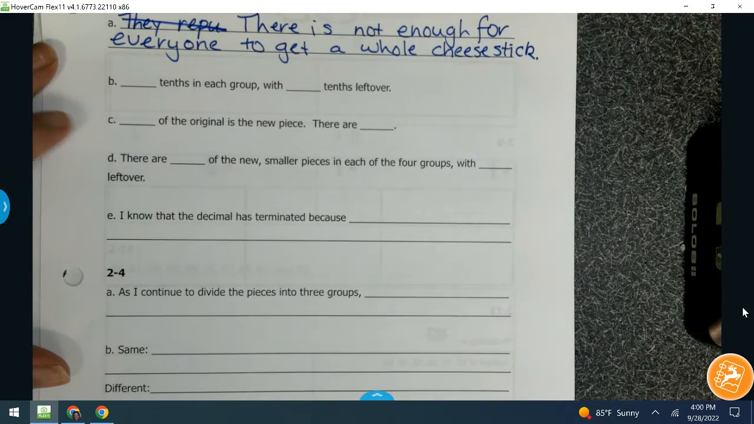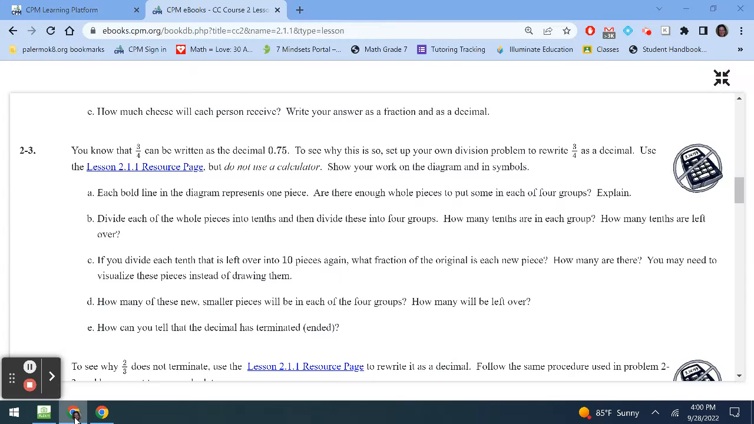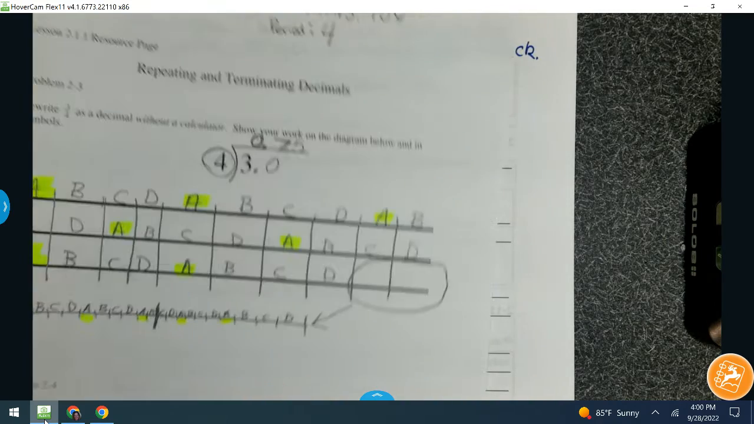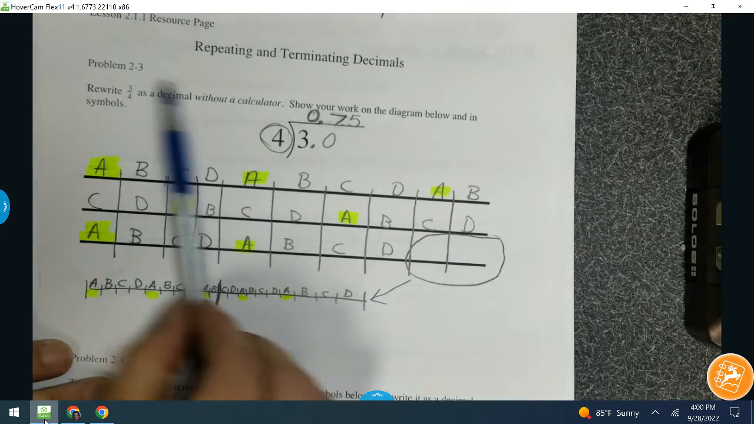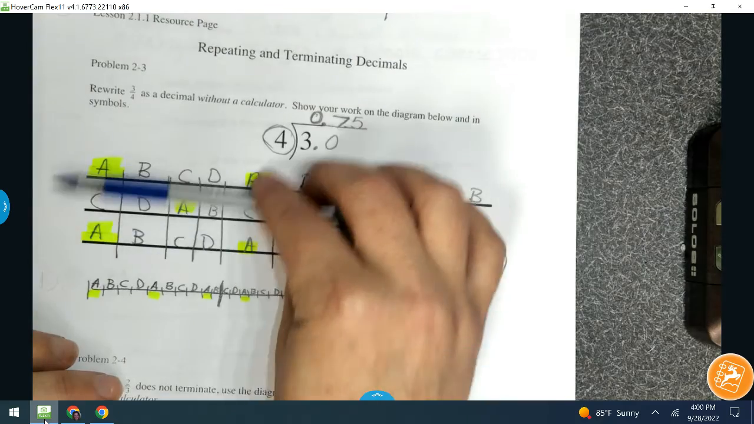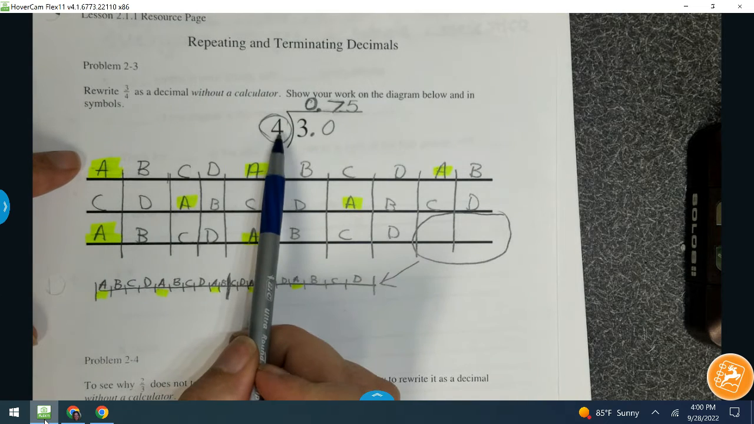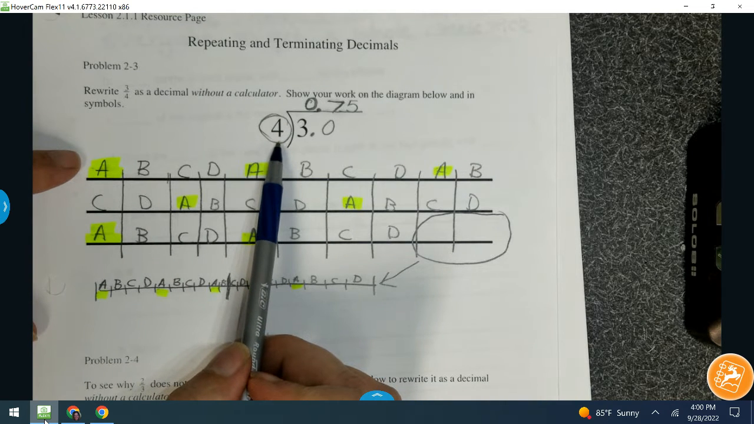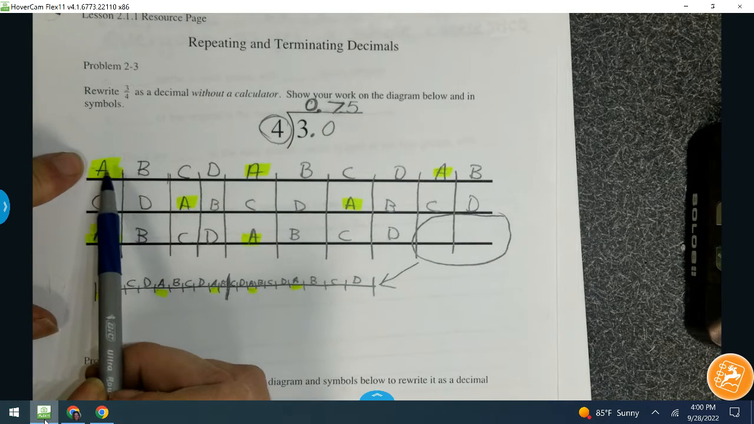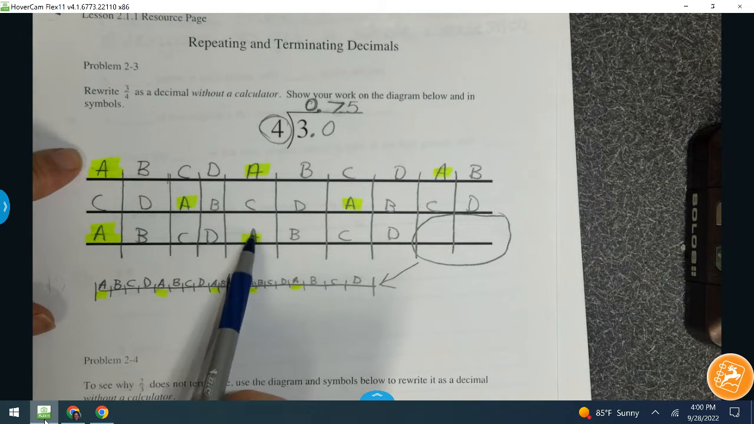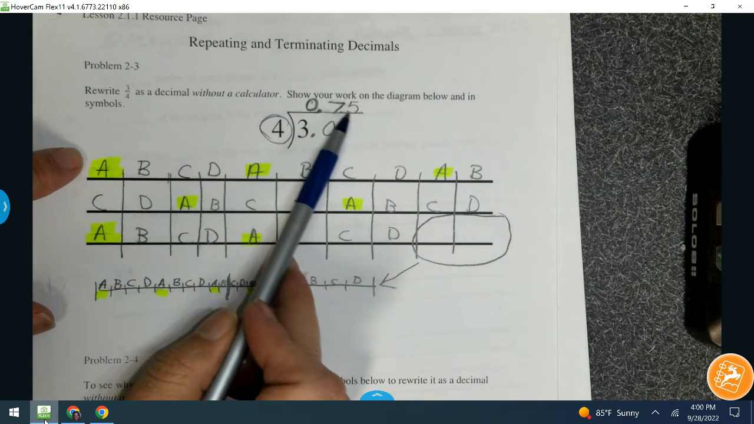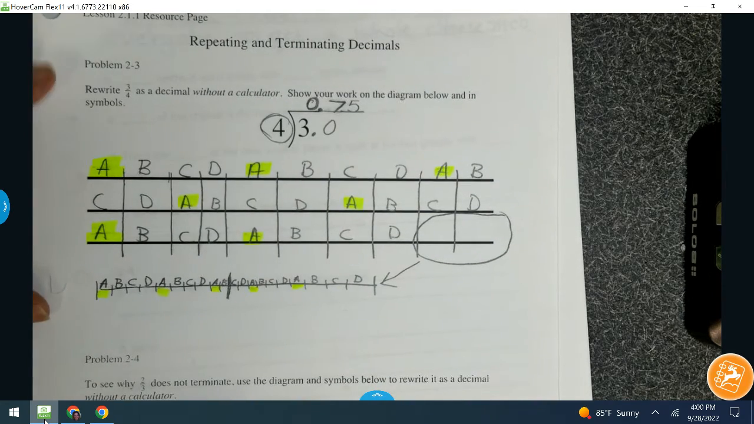So we're going to be looking at Bravo next. And again, we're going to use that resource page to help us. It says divide each of the whole pieces into tenths and then divide them into 4 groups. How many tenths are in each group? We did that right here, where we divided this portion into 10 pieces. Then we labeled them A, B, C, D because we are dividing by 4. We have a divisor of 4. And then we picked a letter, in this case, alpha. And that gave us our groups.